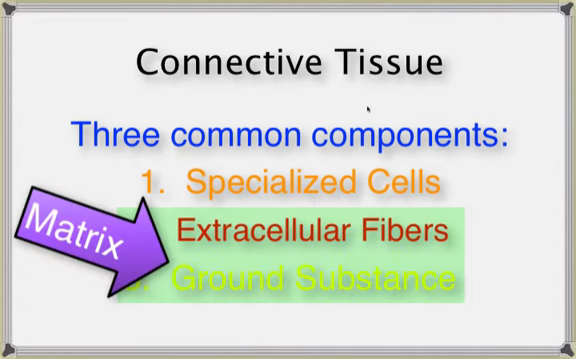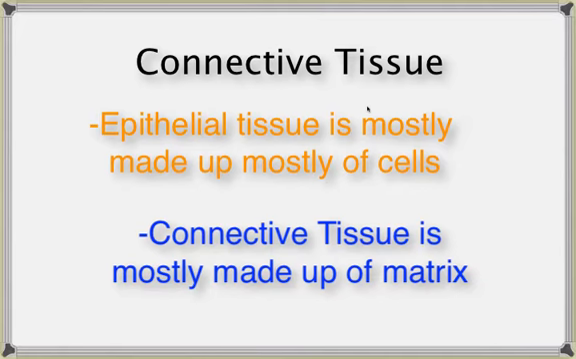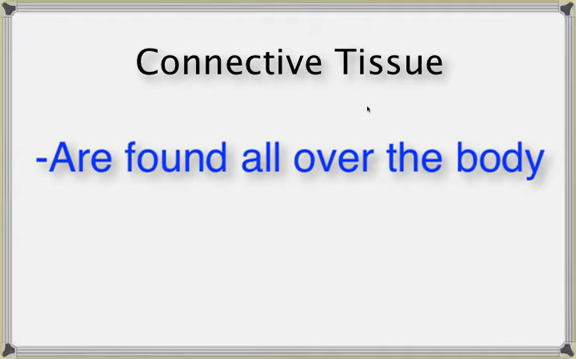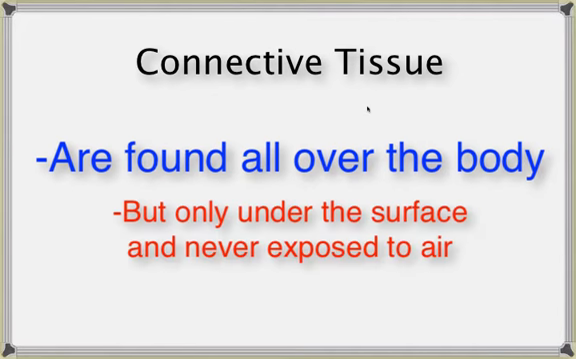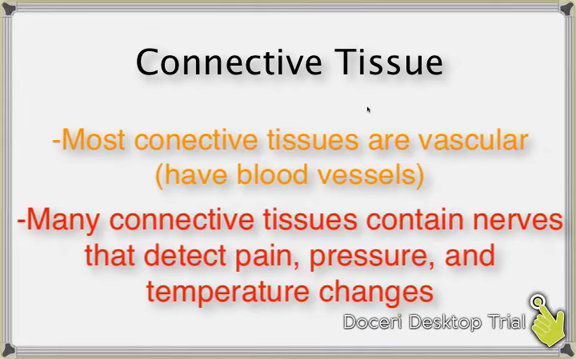Together, the extracellular fibers and the ground substance are called the matrix, and this matrix surrounds the specialized cells. We saw in epithelial tissue that cells made up the bulk of the tissue, but with connective tissue, the matrix typically accounts for most of this type of tissue. Connective tissues occur throughout the body, but are beneath the surface of the epithelium and are never exposed to the outside environment. Many connective tissues contain blood vessels, and many contain sensory receptors that detect pain, pressure, and temperature changes.